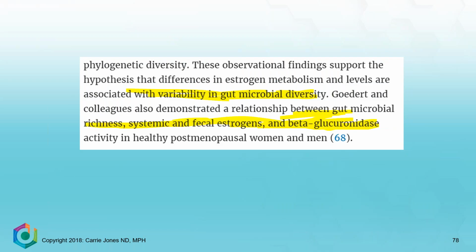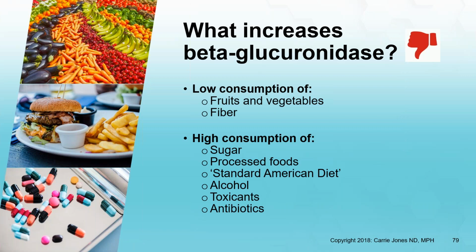Variability in gut microbial diversity means we need to have variability in our foods. We need the colorful foods. We need to eat the rainbow, because what we're trying to do is get a good balance in our beta-glucuronidase so that we can keep our good balance in our estrogens. Be very conscious, of course, of sugar, processed food, what we call the standard American diet, alcohol, toxicants, and antibiotics. All these things will greatly increase beta-glucuronidase levels, and of course just affect your microbiome in general. We're focusing on beta-glucuronidase, but it does so much else.